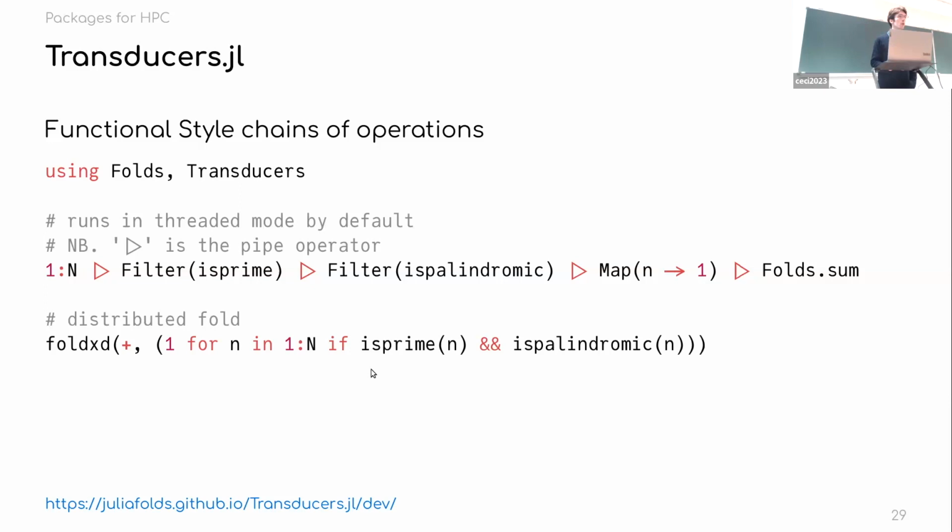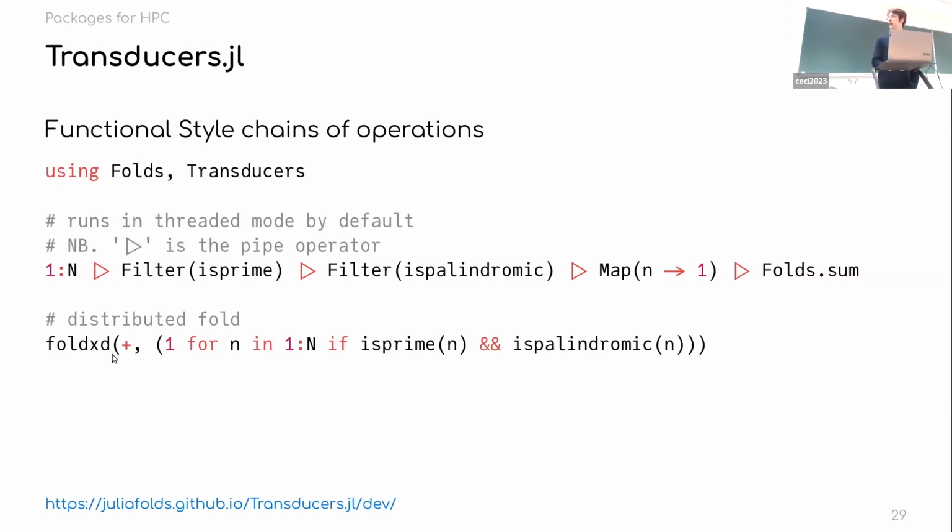Another way to do the same computation is using the Transducers package. Because we're taking a sum, in terms of functional programming that is what's called a fold. So here, a fold D for distributed.